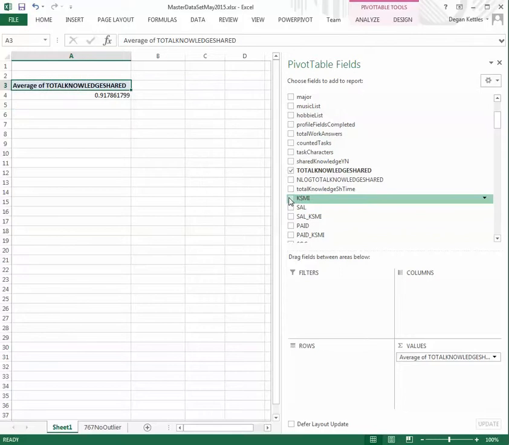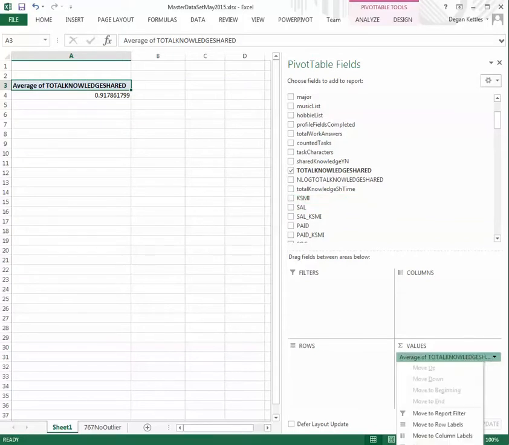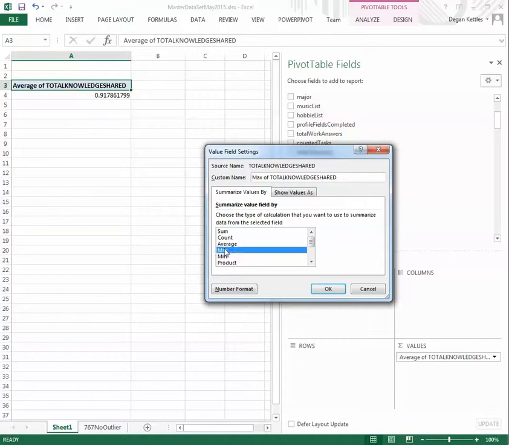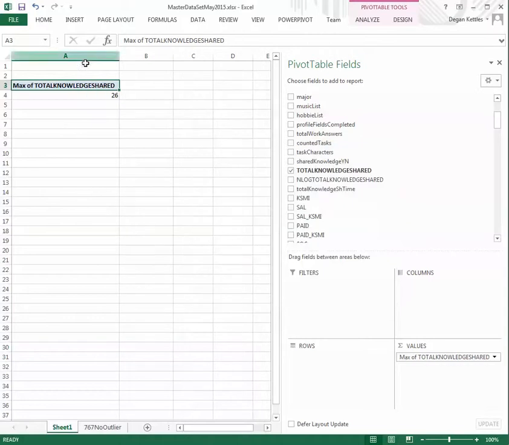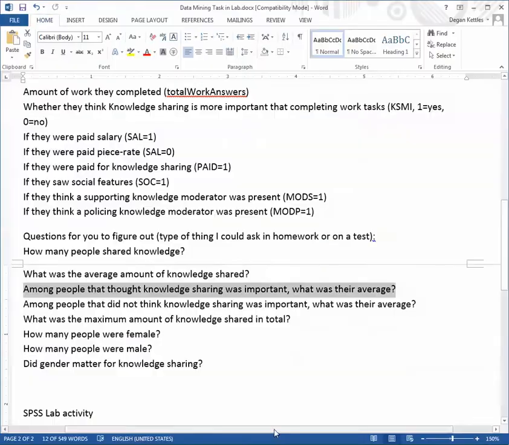I'm going to get rid of that filter. So instead of average, we know how to do that. Go down to value field settings. We'll go to max. And the highest number is 26. We kind of knew that because we sorted. This is an alternative to sorting, I suppose. It's a lot less clunky. Next question, probably minimum, right? Maybe not. How many people were female?